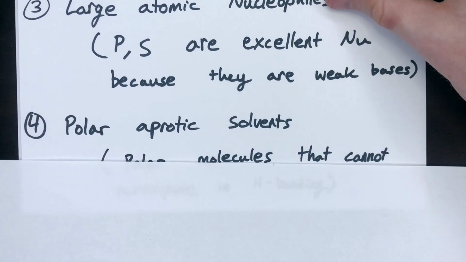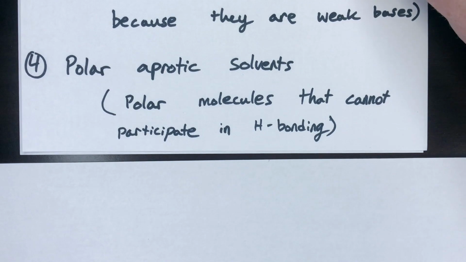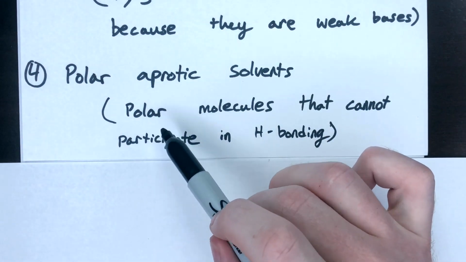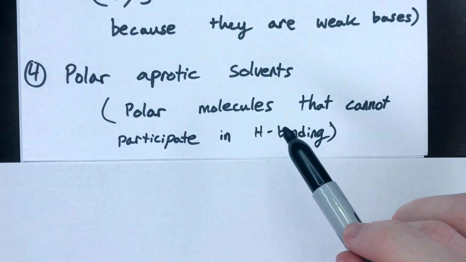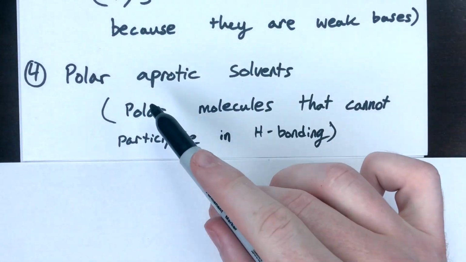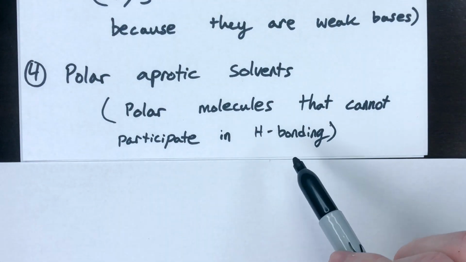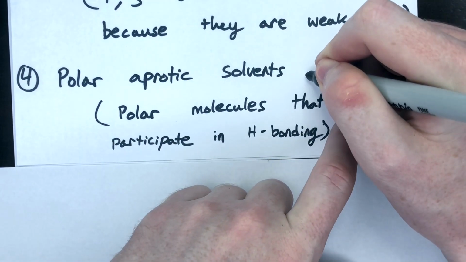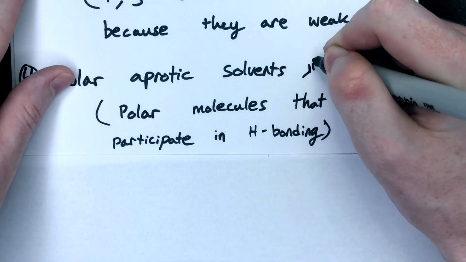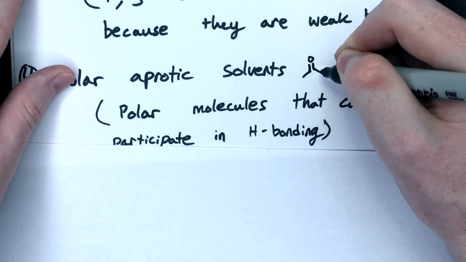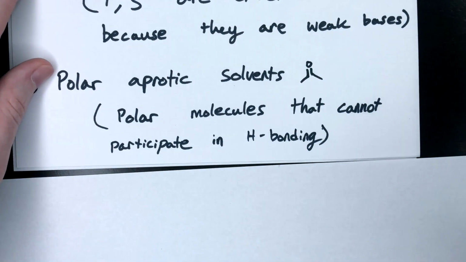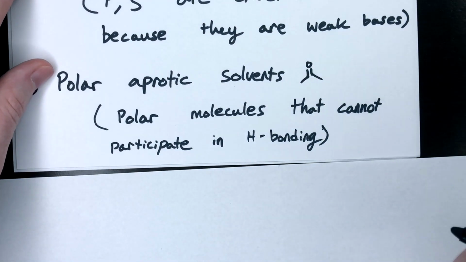And lastly, polar aprotic solvents are the best. And what this means, we know what polar means, right? There has to be a difference in dipoles. And the second part, the aprotic part, means that they cannot participate in hydrogen bonding. So that is something like acetone. This has an oxygen, so it has a dipole there between the carbon and the oxygen, but there's no OH, so it cannot undergo hydrogen bonding.